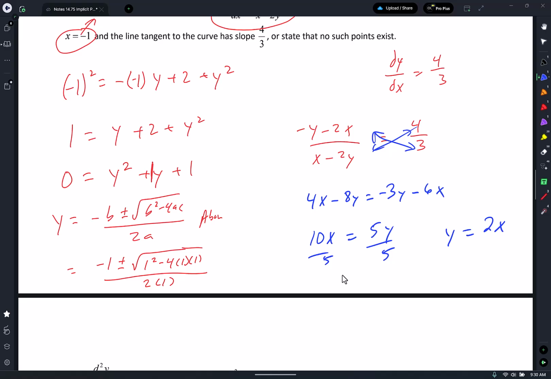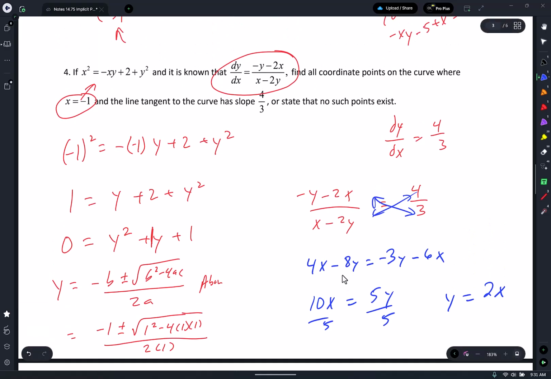I'm just going to make something up. It may not be on the curve, by the way. This is true for this, but remember, it also has to be true for the curve. It has to be on this curve for it to be true. Let's just start with one part. If y is twice as big as x, this will give me 4/3. But just because it gives me 4/3 does not mean that the coordinate I get will be on this curve.